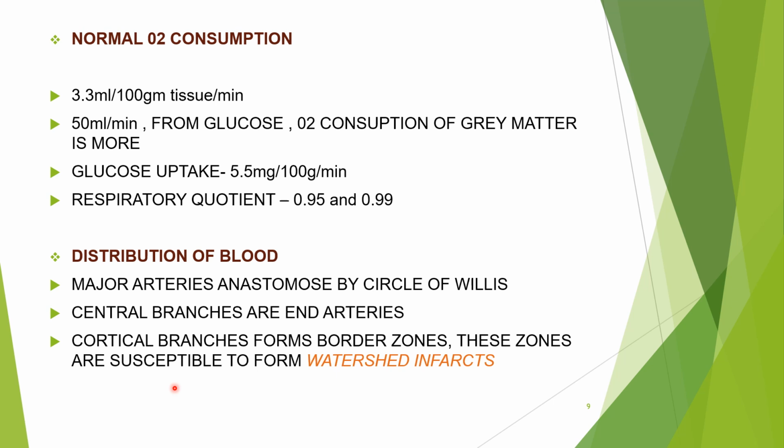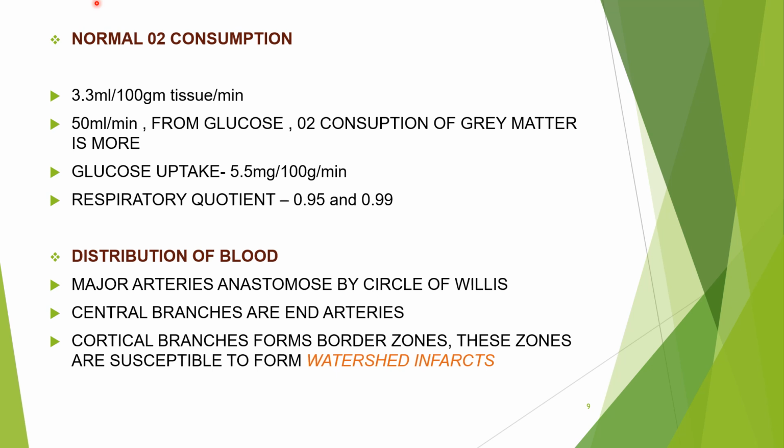So why are we discussing these areas? Because these border zones are susceptible to ischemic damage, and the blood supply here is very low. They have inadequate blood supply. These areas are called watershed infarcts. We have two watershed infarcts, anterior and posterior.